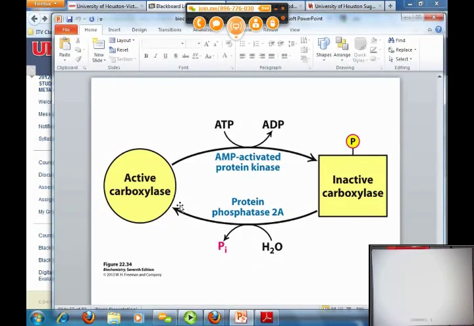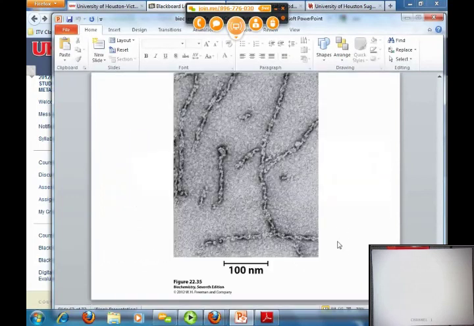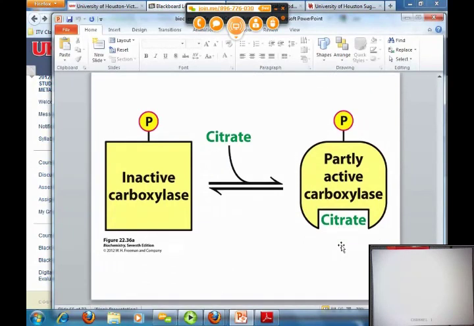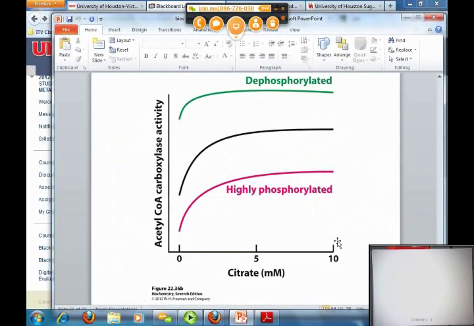Okay. Active carboxylase, inactive carboxylase with phosphorylation. This is another mechanism of how protein phosphatase plays a major role in the carboxylation reaction. Now you can see the electron micrograph of this fatty acid synthesis. And citrate, how the inactive carboxylase becomes partly active carboxylase in the presence of citrate. That means the citrate is being taken up. So this is the dephosphorylated and highly phosphorylated carboxylase activity with citrate concentrations.